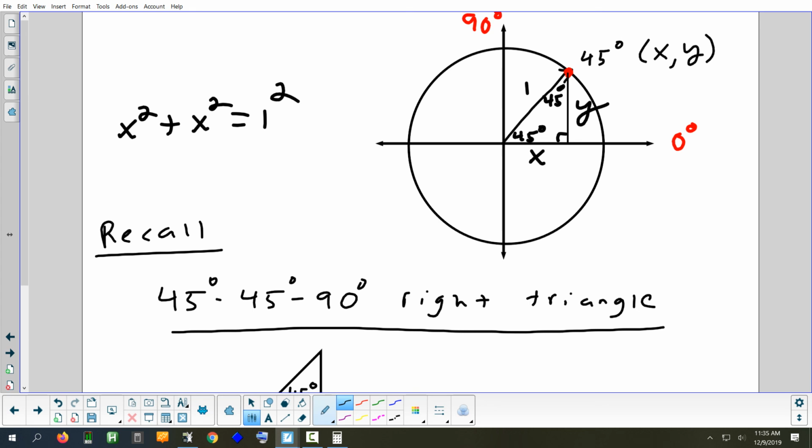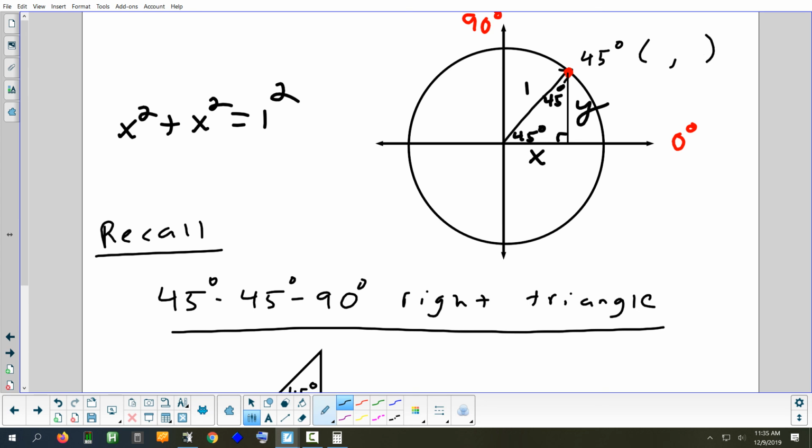Gary? Pythagorean Theorem? Yeah, Pythagorean Theorem. You can use the Pythagorean Theorem to find the length of the side. Remember, x and y are exactly the same. And if you use the Pythagorean Theorem, what you will get is the following coordinate.